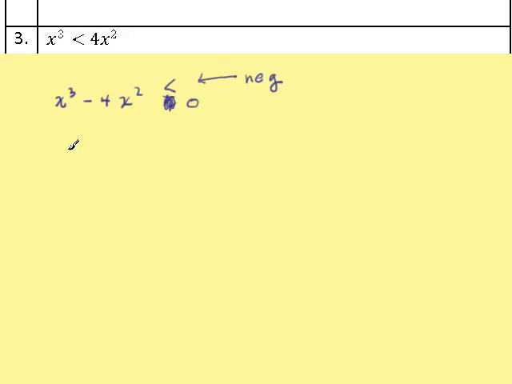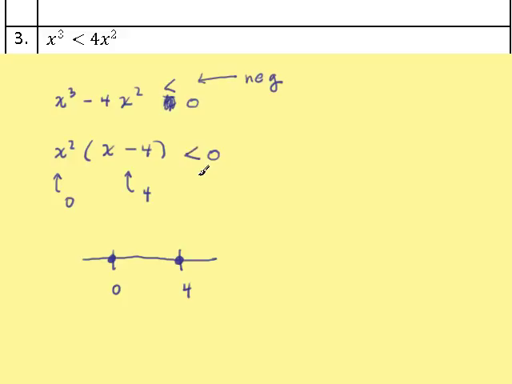All right, let's factor out x squared. And we have here x minus 4, and we have less than 0. Okay, so we're going to put 0 and 4 on our number line. And both with closed circles, because that's where our expression is equal to 0.